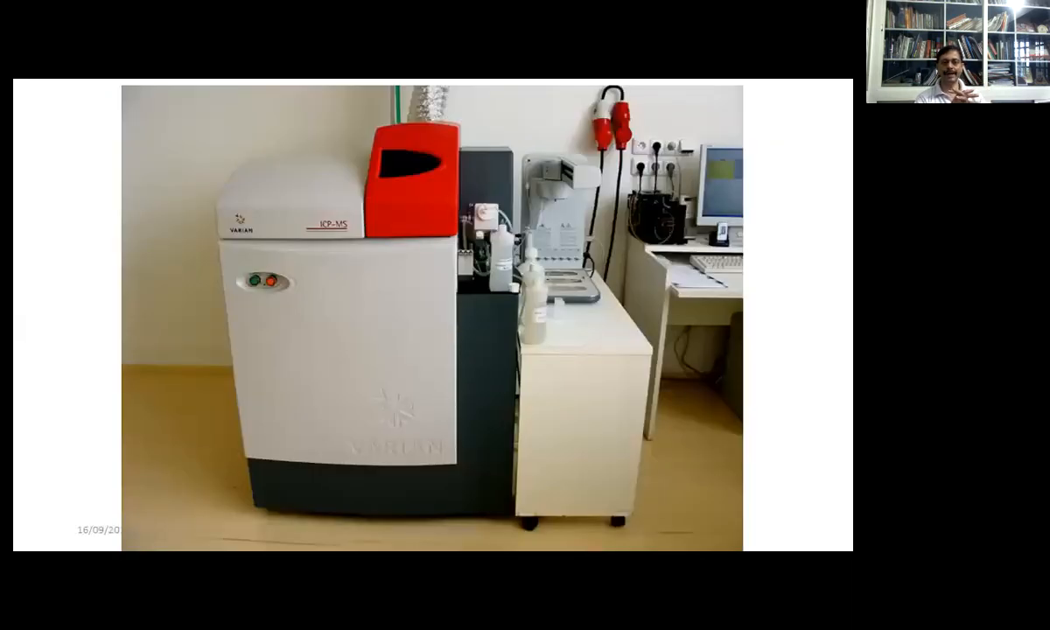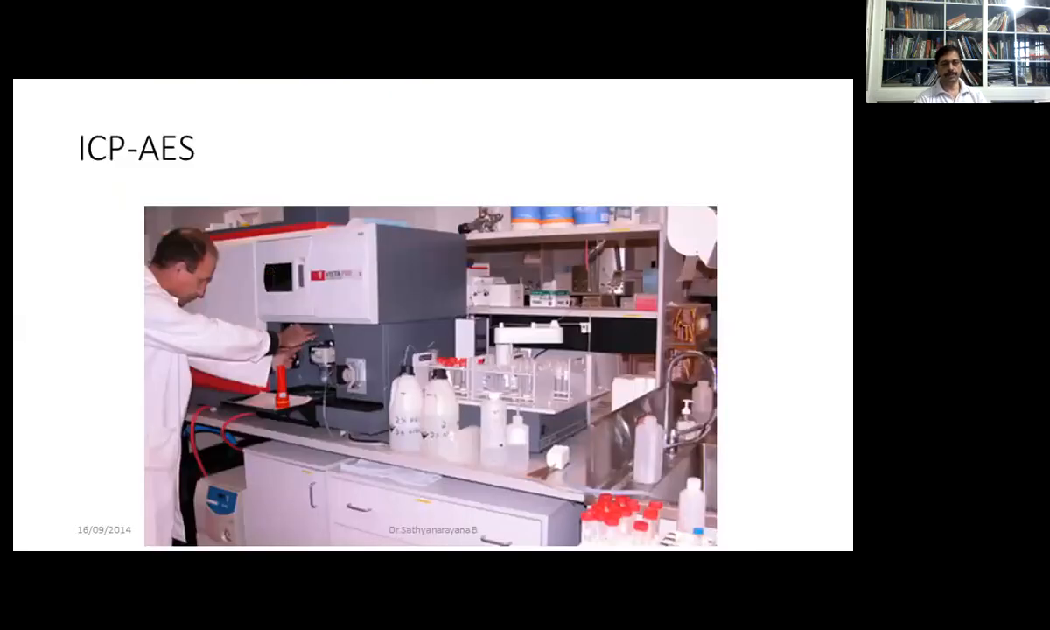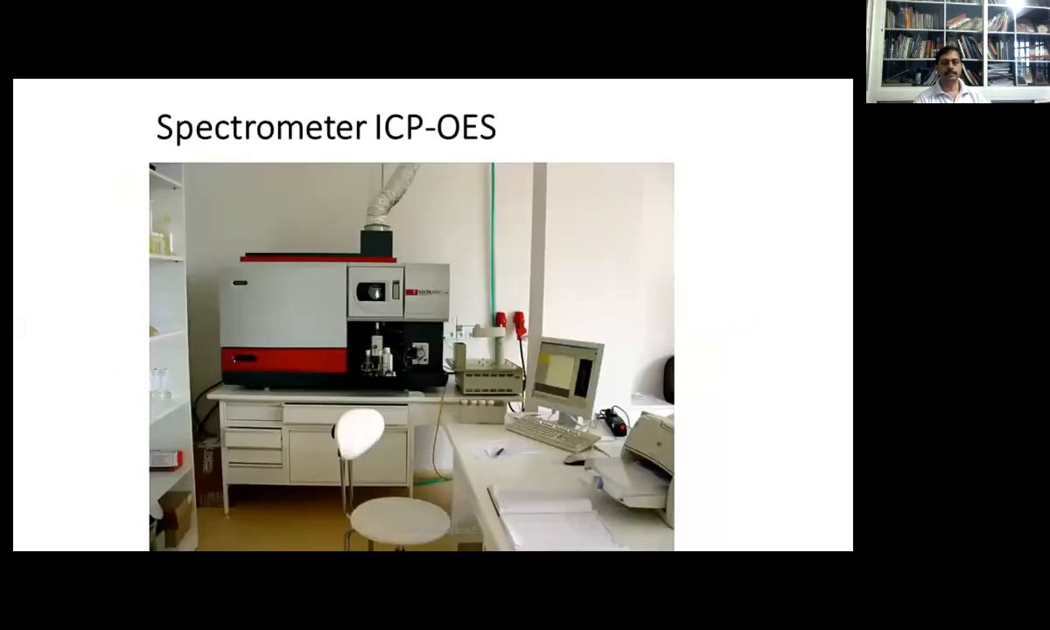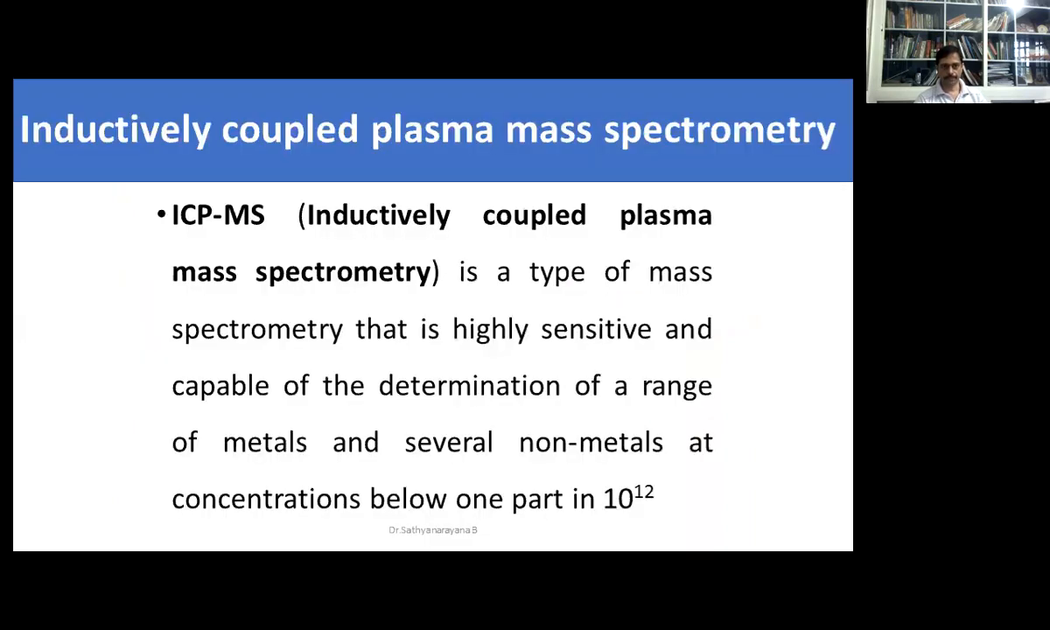This is how an ICP-MS looks. This picture shows you ICP AES, and this is a photograph of ICP OES. Now let us focus on ICP-MS, or inductively coupled plasma mass spectrometer or mass spectrometry.